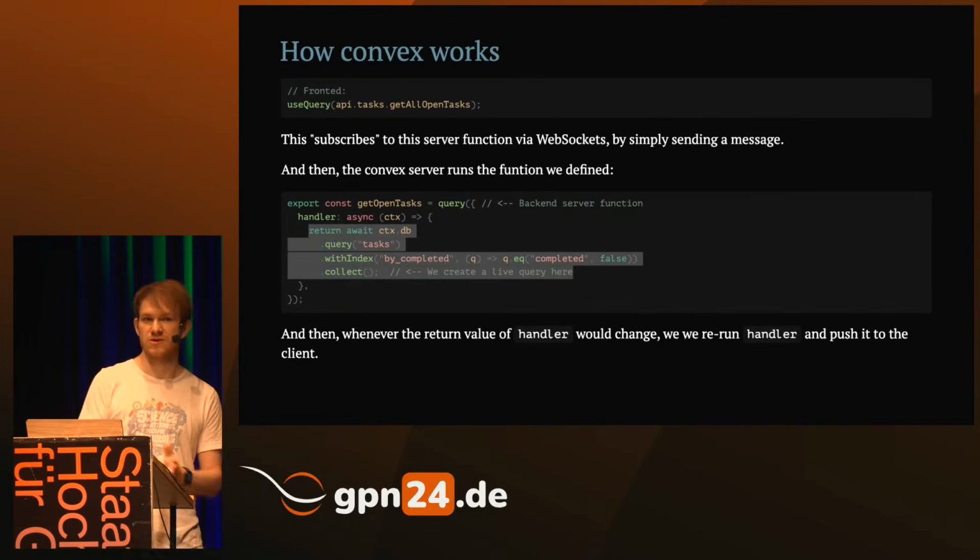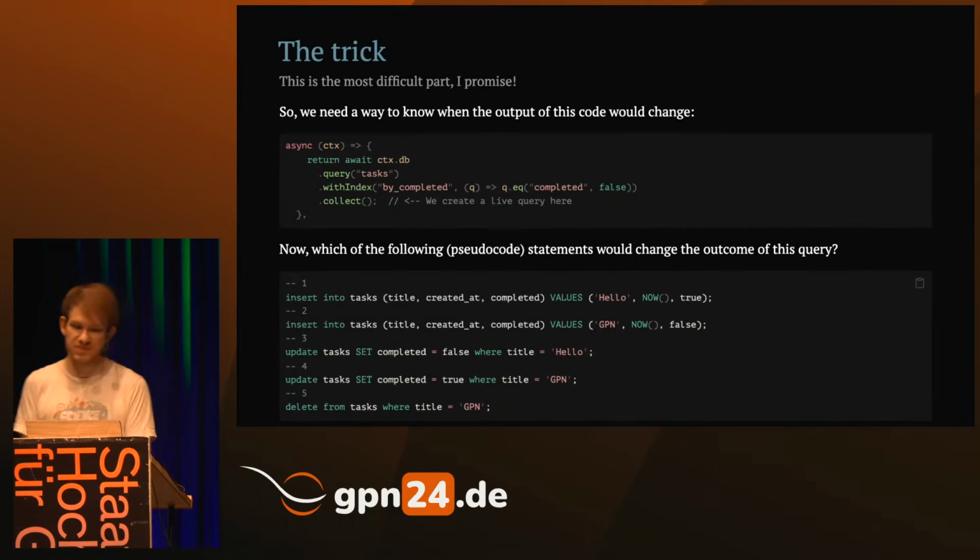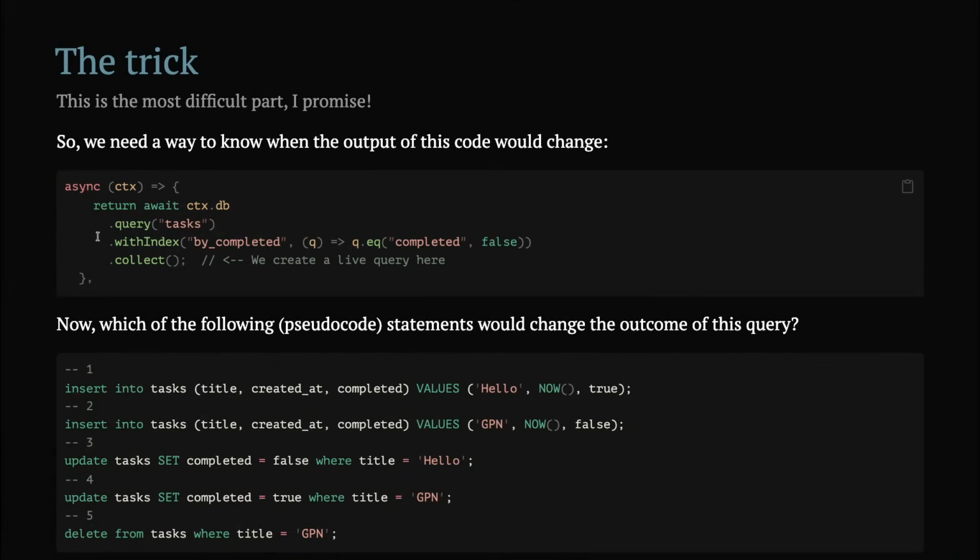And now we just need to know when the return value of the handler would change. And that's the difficult part. But I'm going to leave the code up here, right? We have the database. We're going to query the tasks table, and we're going to check if completed is false. And only then we return the value. And so we can think about it a bit. If we look at what a database can do, you can do basically three operations.